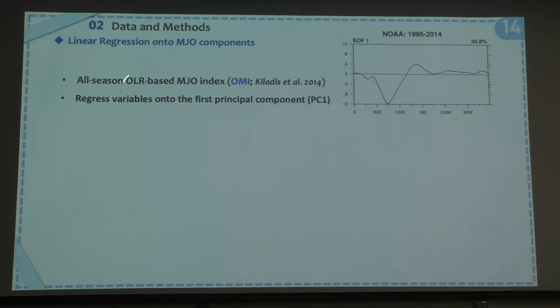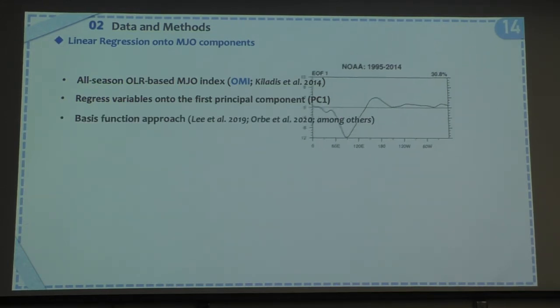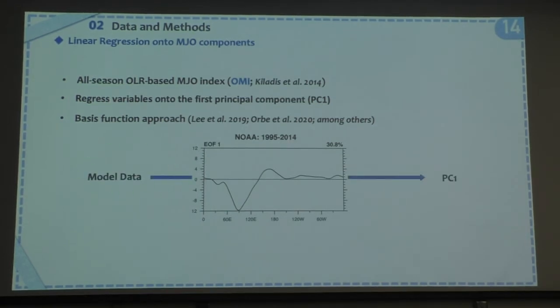We regress all variables onto the first principal component of EOF1, using the basis function approach, which means we use all data, model data, to project onto the observed EOF to get their first principal component. Using this approach, in all data, the strongest MJO convection appears at 19 degrees east at lag day 0. So it's easier and useful for us to compare the model and the observation day by day.